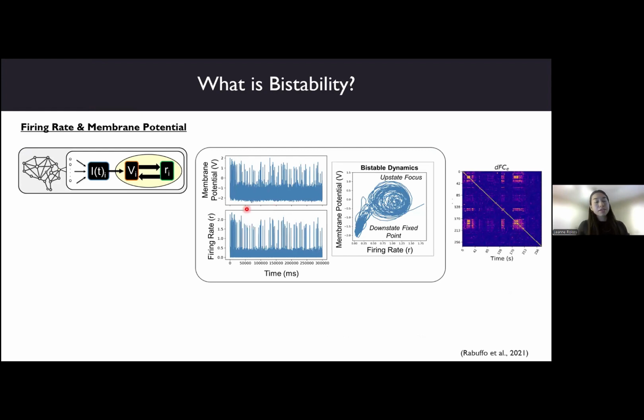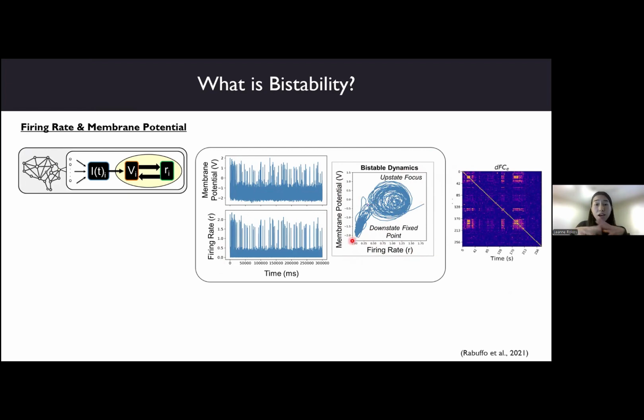So here we see for each node or each region that we're interested in, we have a time series for the membrane potential V, as well as the firing rate R. And these two things can be plotted in a phase plot that displays this bistable dynamic, where we have membrane potential on the y-axis, firing rate on the x-axis, and we see we have this upstate focus of high firing rate, positive membrane potential, and then this downstate fixed point.